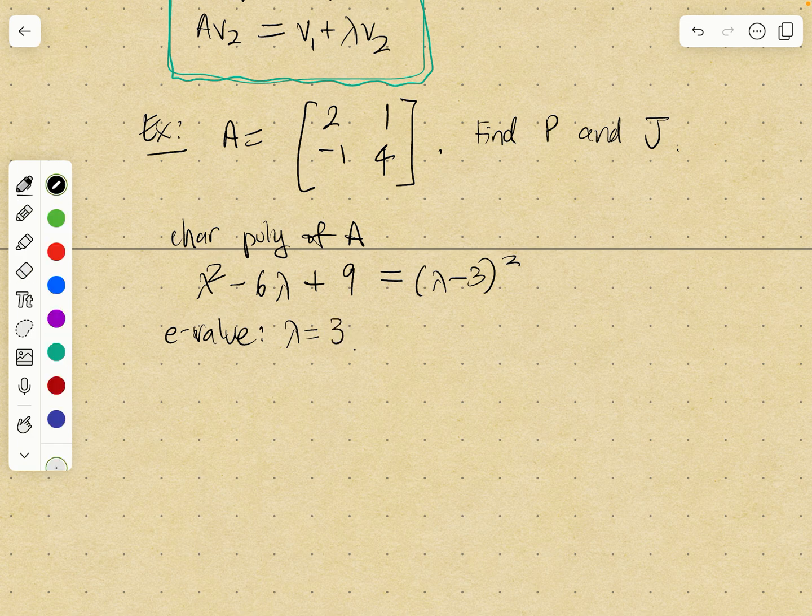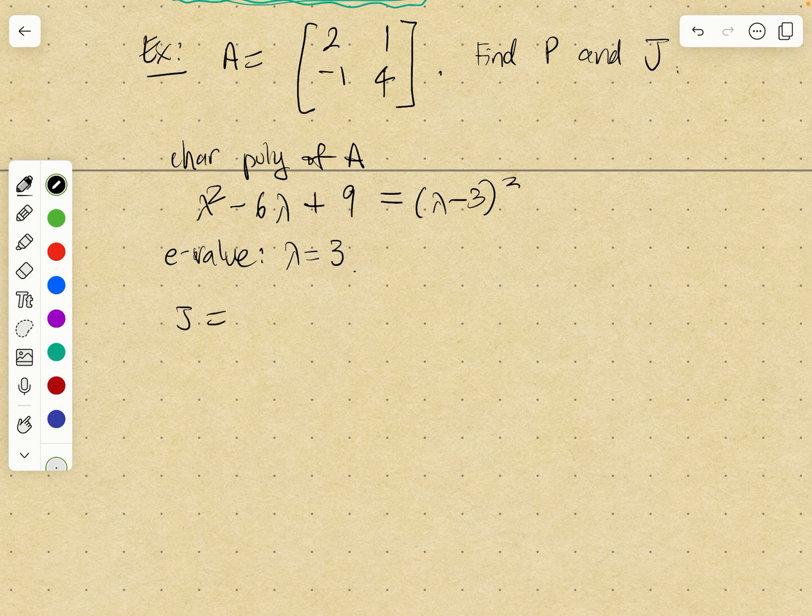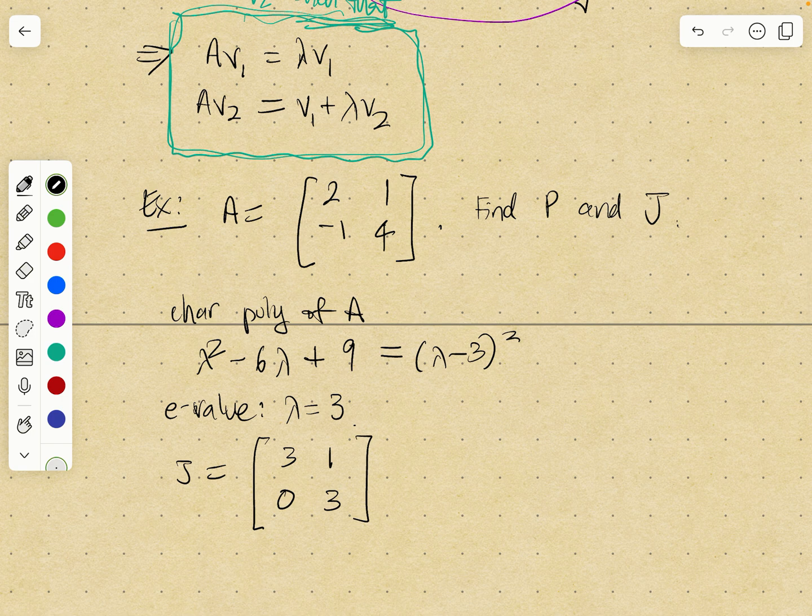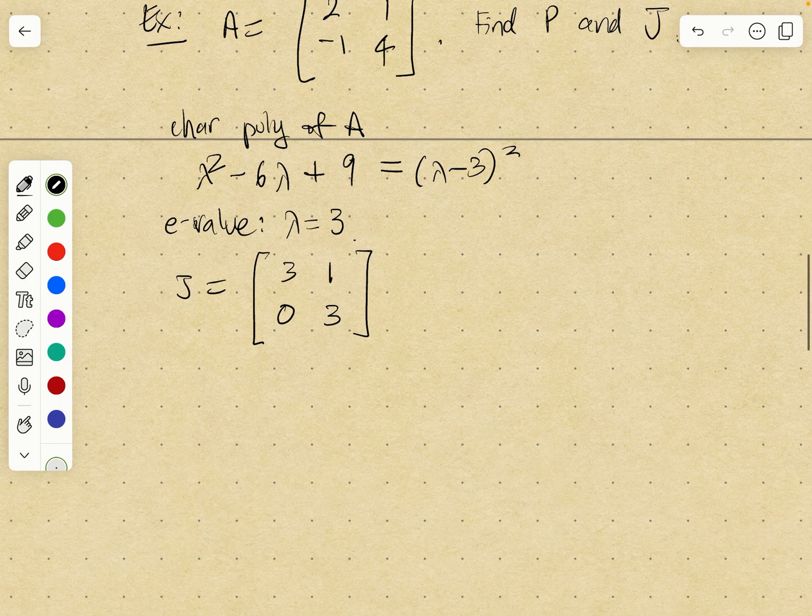And so what's our matrix J going to be? It's going to be the 2 by 2 matrix, the 3 is on the diagonal, 1 on the upper right, and a 0 down below. So that's J. And now to find P, we can use the equations above. A times V1 is lambda V1. In particular, V1 is just an eigenvector with eigenvalue lambda. So in this case, we want to find an eigenvector with eigenvalue 3, and we know how to do that.